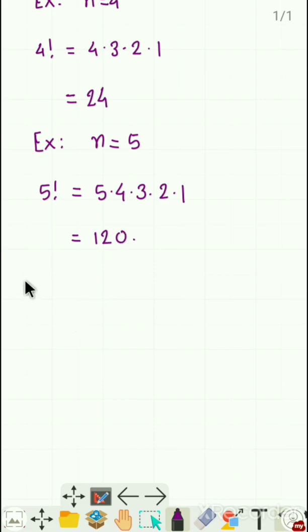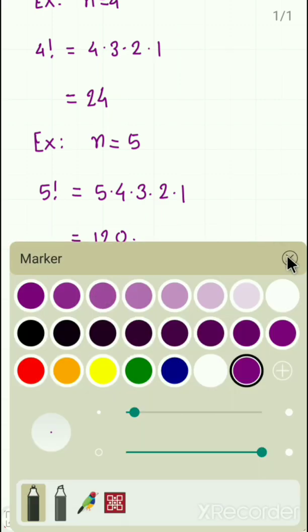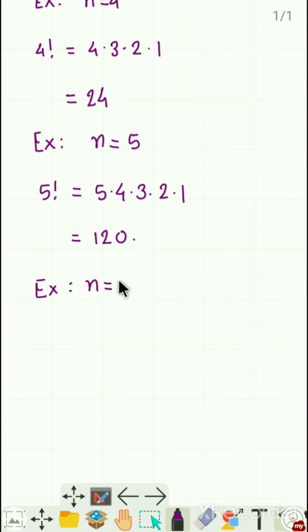One more example. Let us write 3 factorial. If I take n equal to 3, then 3 factorial is the product of 3, 2 and 1, which is 3 into 2 is 6 and 6 into 1 is 6, so 3 factorial is 6.